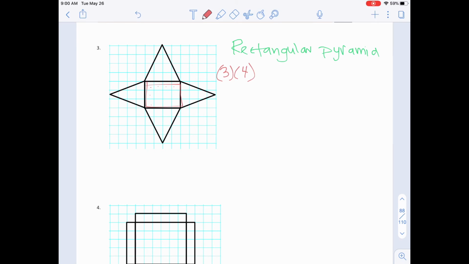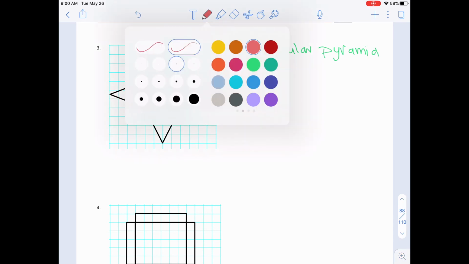Because what I want you to notice is we do have 4 triangles here. But since this is a rectangle, not all the triangles are exactly the same. Notice this base is 1, 2, 3, 4. 1, 2, 3, 4. So these 2 triangles are the same. They have the same base. They have the same height. These triangles have a base of 1, 2, 3, 4. So these triangles have a base of 3. They're different. So I have to do 2 different triangles here.